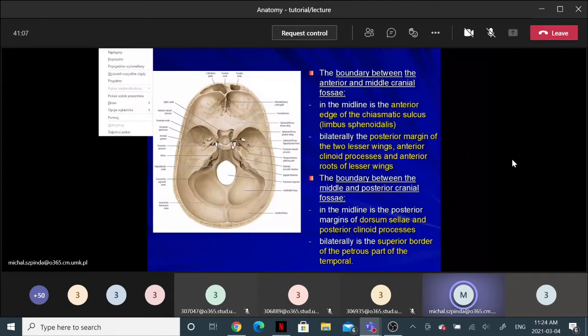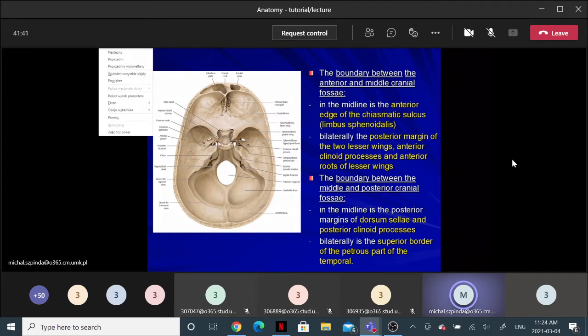The dorsum sellae bears two posterior clinoid processes. So both the dorsum sellae and two posterior clinoid processes are all involved in the middle cranial fossa. Contrariwise, the anterior clinoid processes refer to the anterior cranial fossa.